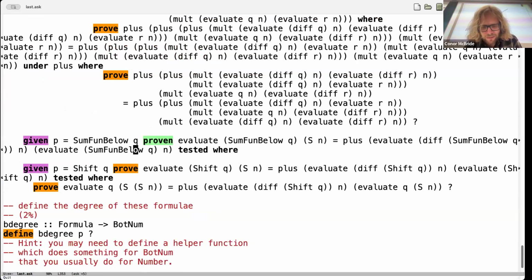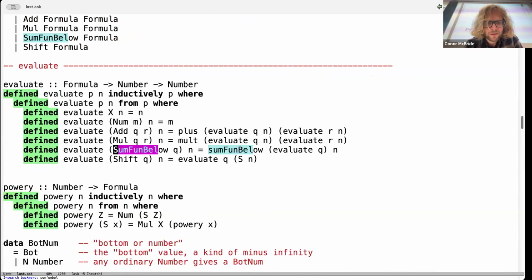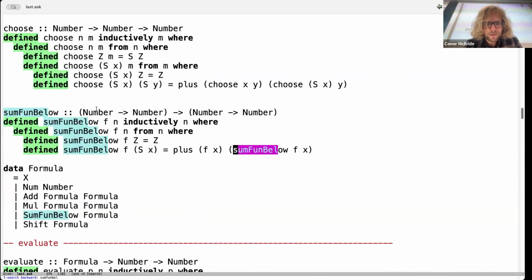Oh, it's sum rather than some. That's fine. You can see what it's doing to get from sum from below f x to sum from below f of suc x. It's adding on f of x. It's adding on the very function it's summing. So that's that.